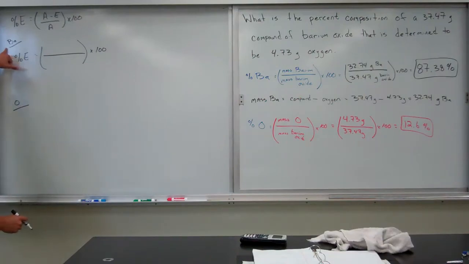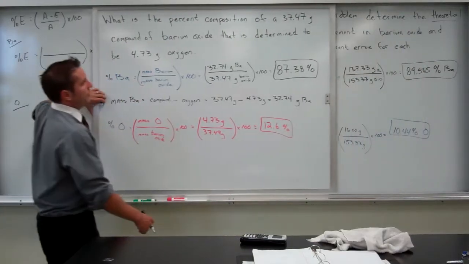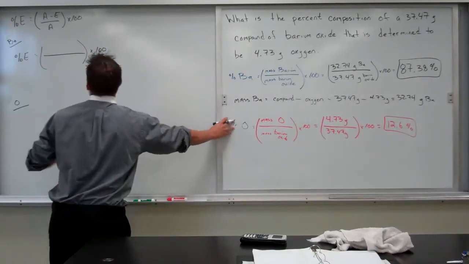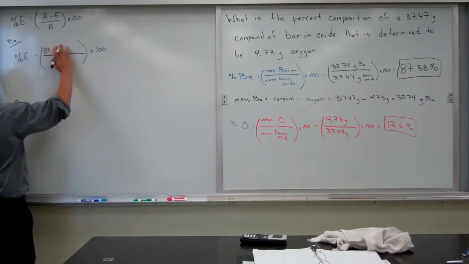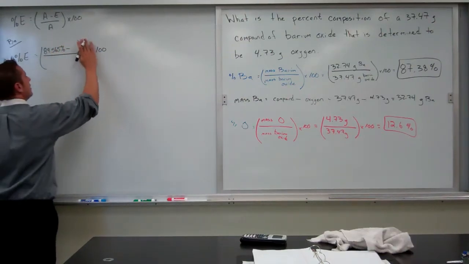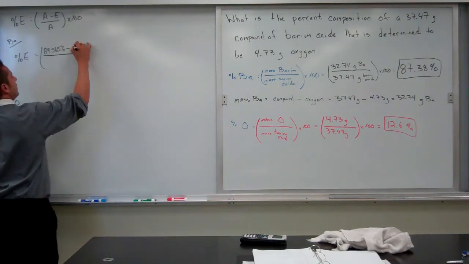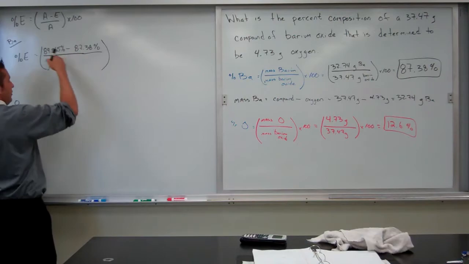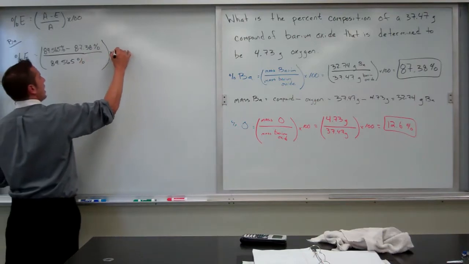So, for the percentage of barium, the experimental and the actual are right here. The theoretical we calculated is 89.565%. That is the accepted. Minus the experimental, which was 87.38%, over the accepted, which was our theoretical, 89.565%, times 100.